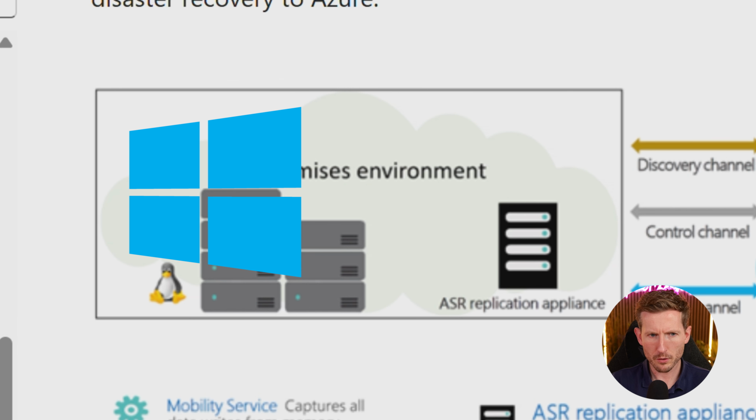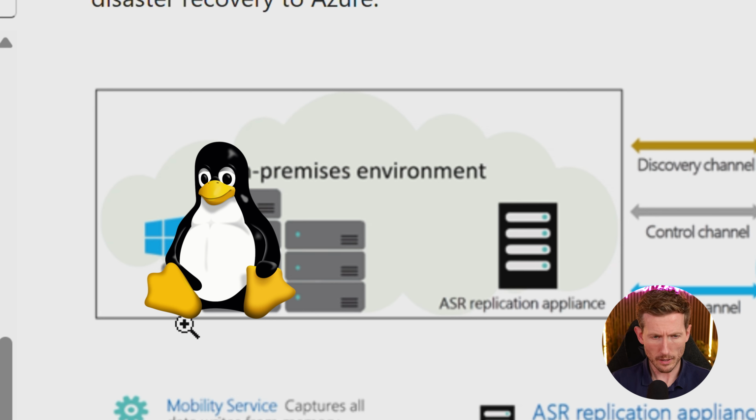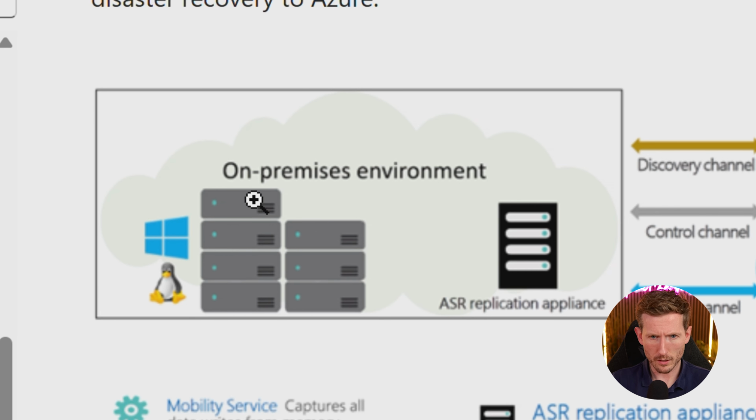It could be anything from Windows servers, Linux appliances, Linux servers, virtual machines, so VMware or Hyper-V. So that represents your protected items or the items that you want to replicate up to Azure. Here you've got the Azure Site Recovery Replication Appliance. So this is a box that sort of handles the management and data transfer, in some cases, up to your recovery services vault in Azure. So this is the sort of brains behind the on-premises side of the operation.